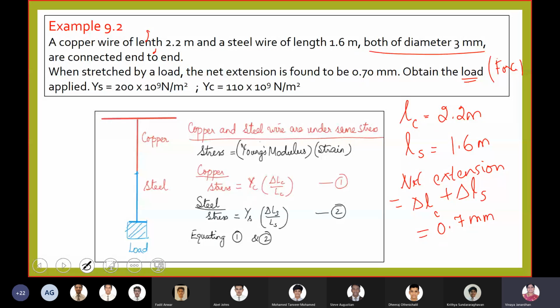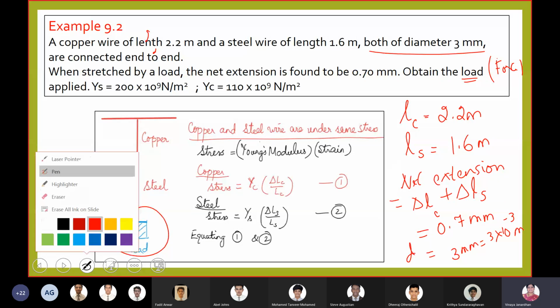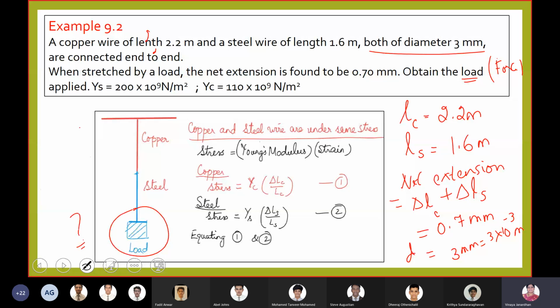And what is the diameter? The diameter is given as 3 millimeter, which is equal to 3 into 10 to the power of minus 3 meters. Now the question is, you have to find what is the load applied. Okay, boys, so we'll go for the general formula. First, can you write all these physical quantities, whatever is given? When you're solving a numerical, you should write the things given. Just have a rough diagram, then we'll go for the numerical.